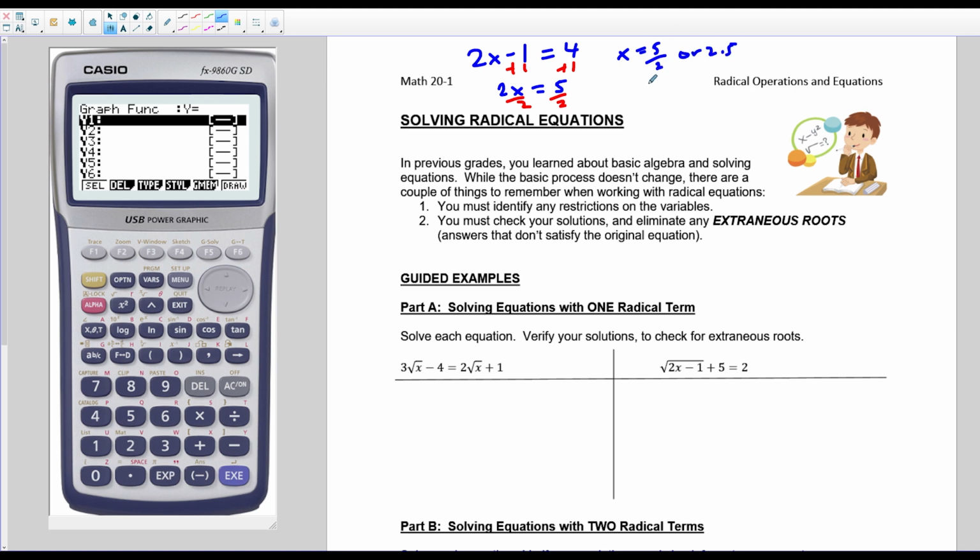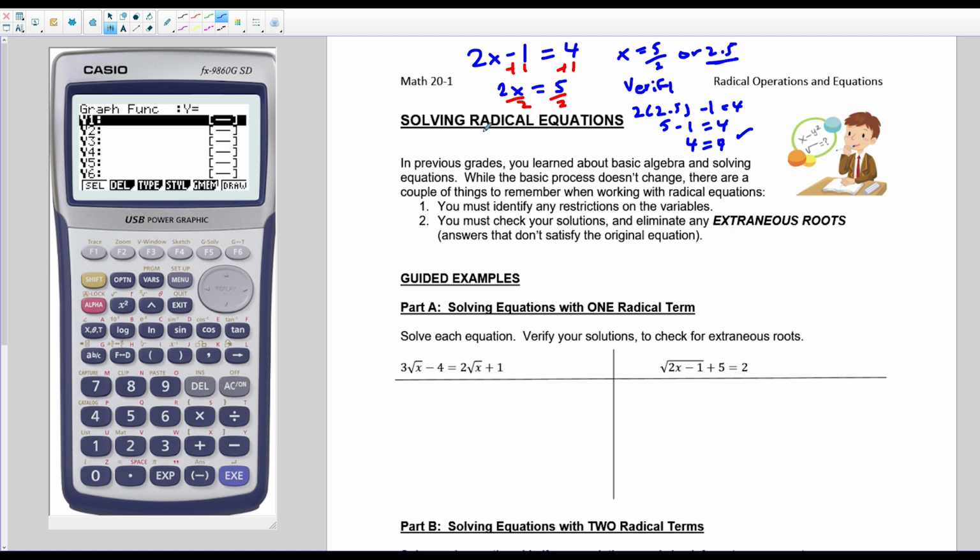Now the way that we would verify this is by plugging this 2.5 or this 5 over 2 back into our original equation. So this means that we would have 2 times 2.5 minus 1 is equal to 4. 2 times 2.5 gives me 5. 5 minus 1 has to equal 4. So 4 is equal to 4. And we have verified our solution.